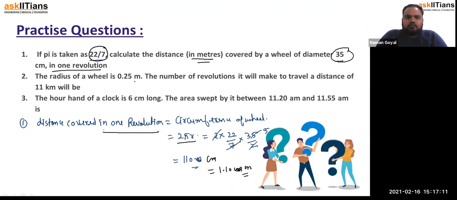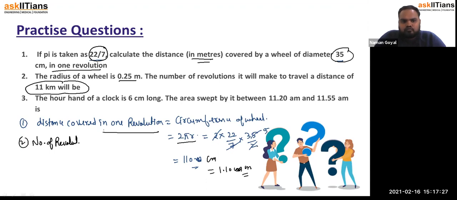Now, the radius of a wheel is given. The number of revolutions it will make to travel a distance of 11 kilometer. So what is the number of revolutions? It is the total distance upon circumference.